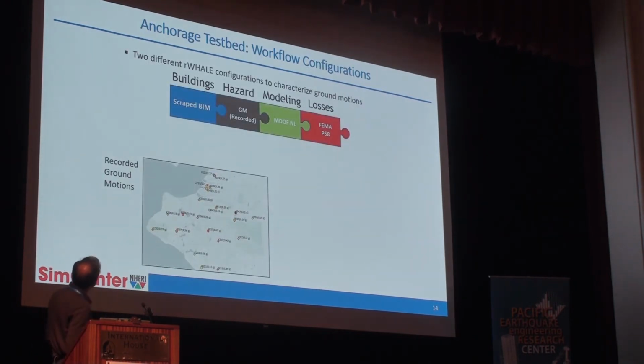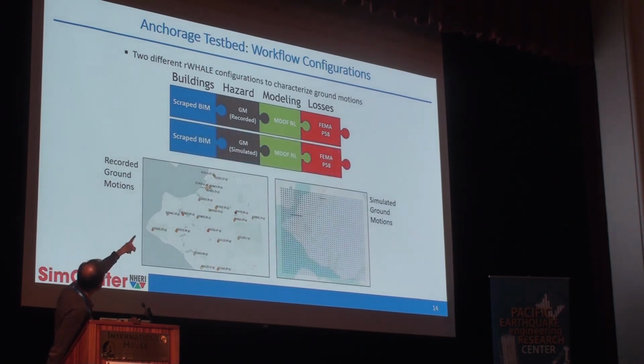The way these test beds work is you have to chain all the pieces together, but the interface allows you to switch out the fidelity that you want for each piece. So you have the building information model, you have the ground motion, the models for the buildings, and how you're going to do the damage and loss. And you can change any of those puzzle pieces to have different types of fidelity.